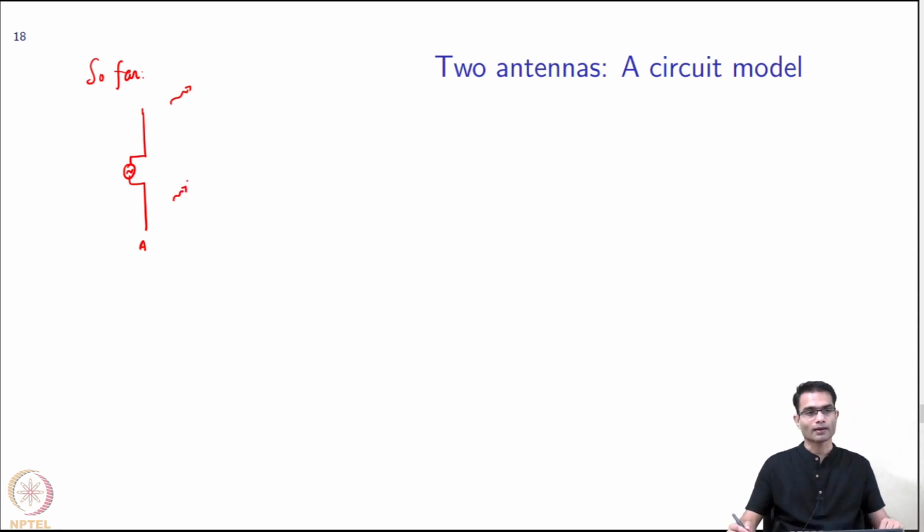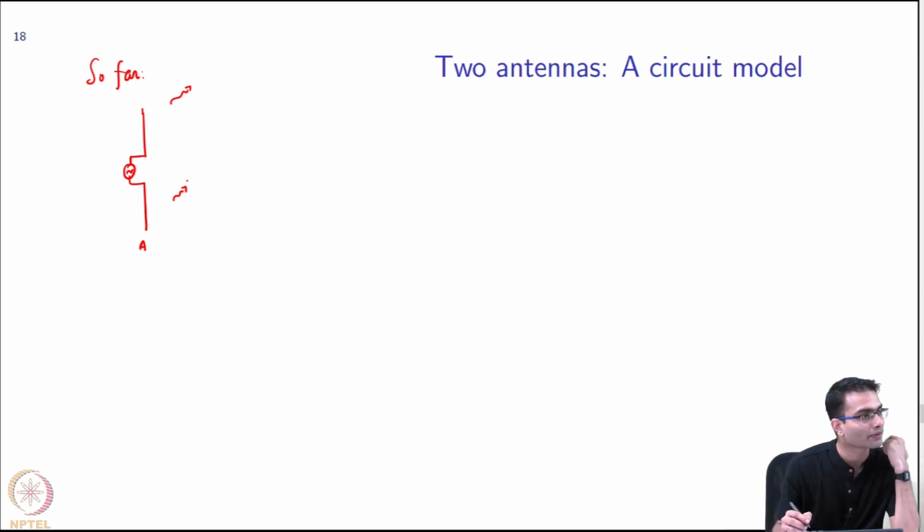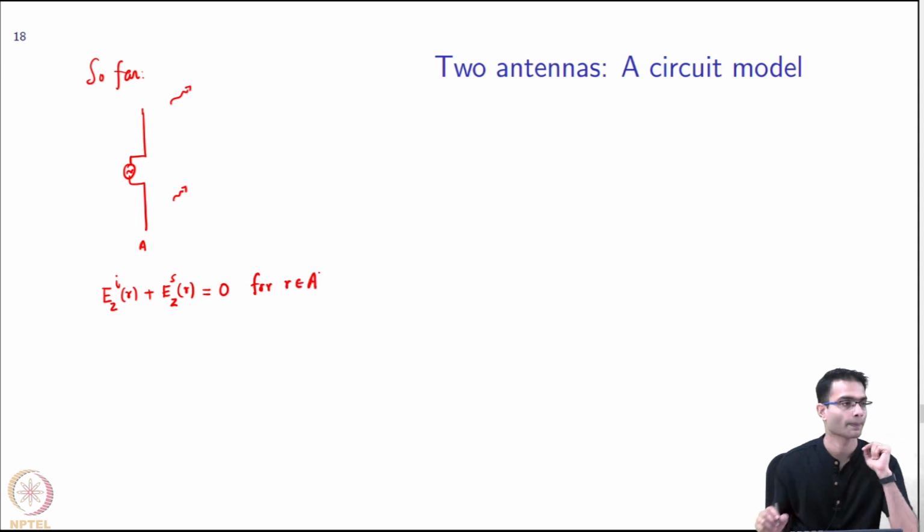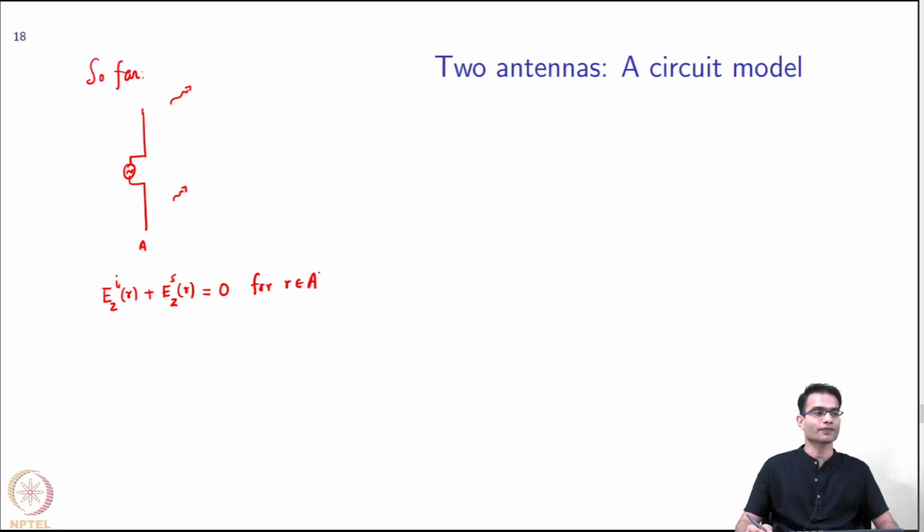The input impedance that I calculated was assuming, what are the boundary conditions that we applied to solve this problem? We said that E_z^i(r) plus E_z scattered at r is going to be equal to 0, for r belonging to A. In the conductor, it is a perfect conductor, so the total field is 0.